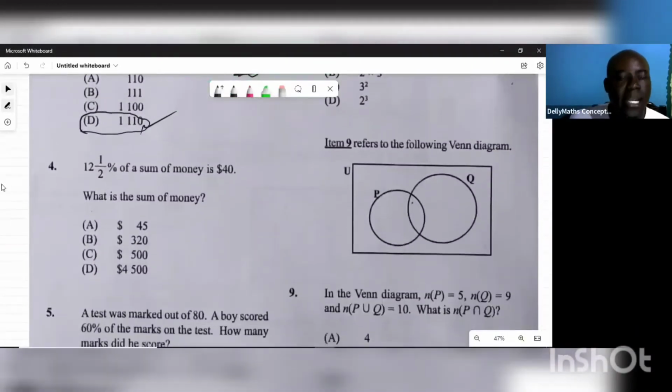This is a question that we're saying. So this question says 12.5% of a sum of money is $40.